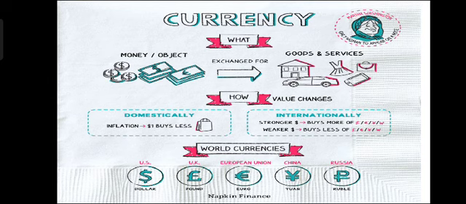There are different types of world currencies used all over the world. In the US they use the dollar, in the UK they use the pound, in Europe they use the euro, and in China they use the yuan. Likewise, in many countries they use different types of currencies to exchange their goods and services.